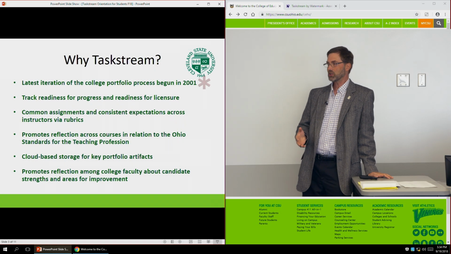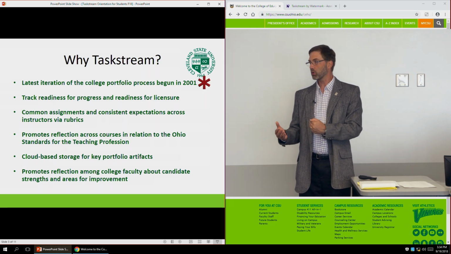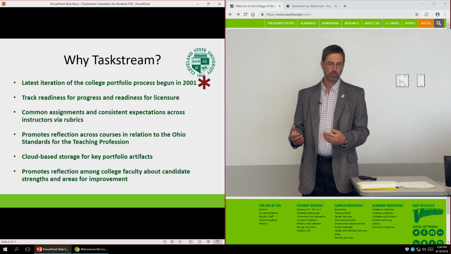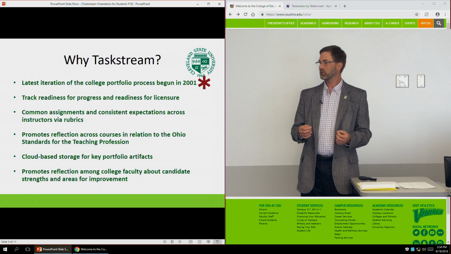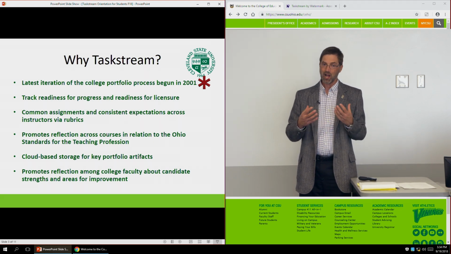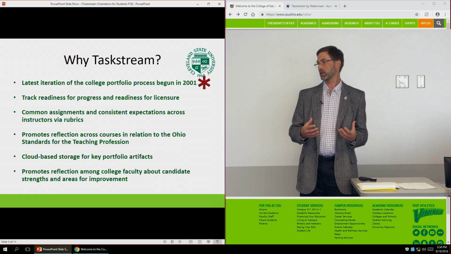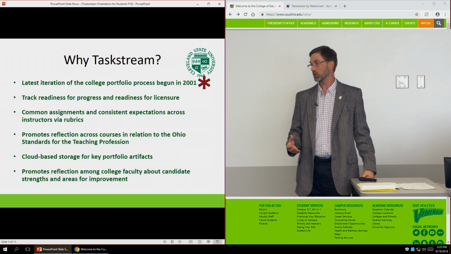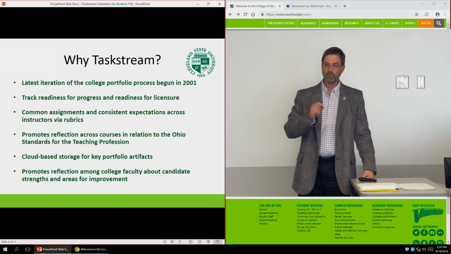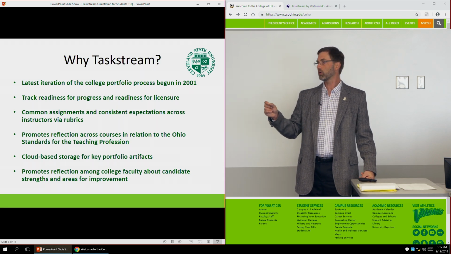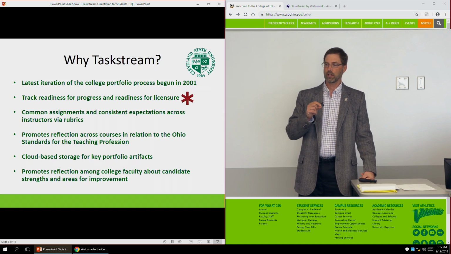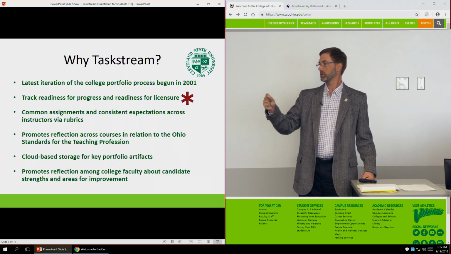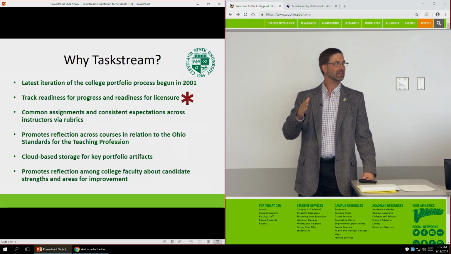So essentially, Taskstream serves as a portfolio process, right? It's a process where we are asking candidates to submit work that demonstrates their ability through complex, robust types of tasks that mirror what you're going to be doing as a teacher. By having people submit portfolio work throughout their whole program, we're helping you to document that you are able to do the next steps in the program. So we use this as a way to track your readiness for moving forward in the program.